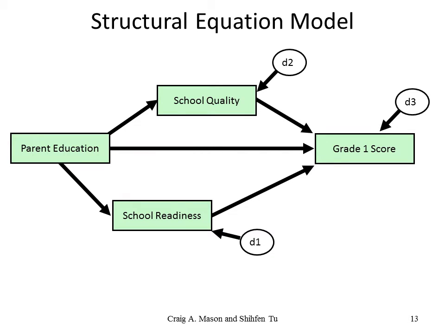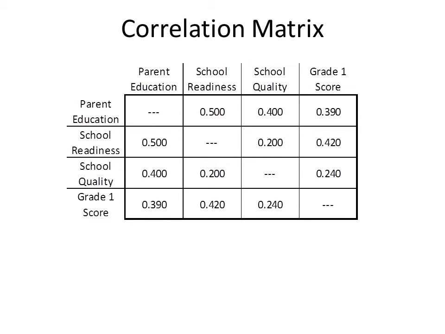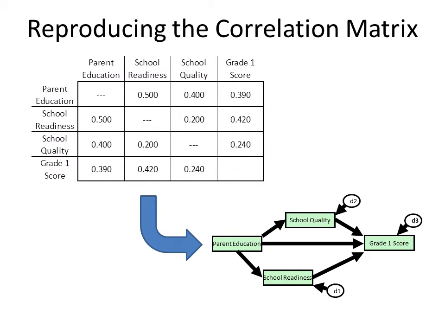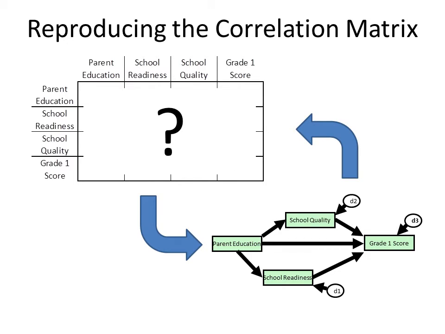Returning to our example, here's our model where we constrain the path between school readiness and school quality to be equal to 0. And here's the correlation matrix based on our hypothetical data. This is the real correlation matrix based on the data in our example. We can use these correlations to estimate the paths in our structural equation model with the constraint that the path between school readiness and school quality has to be equal to 0. We can then use those same path coefficients to go back and try to recreate the correlation matrix.